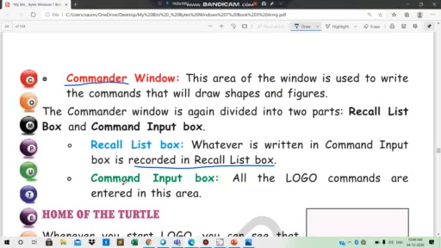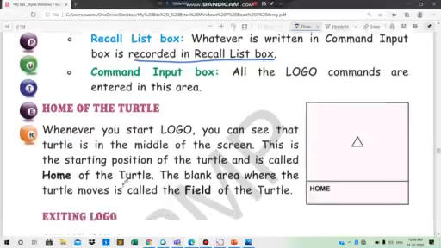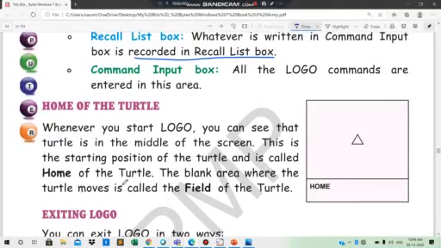नाउ नेक्स्ट इज होम ऑफ द टर्टल. अब अगला होता है कि व्हाट इज होम ऑफ द टर्टल. ठीक है, टर्टल का होम हम किसे कह सकते हैं? So whenever you start logo, you can see that turtle is in the middle of the screen. Whenever you will start logo, आपको एक चीज दिखेगी कि turtle कहाँ है? middle of the screen पे आपको turtle नजर आएगा. ठीक है.